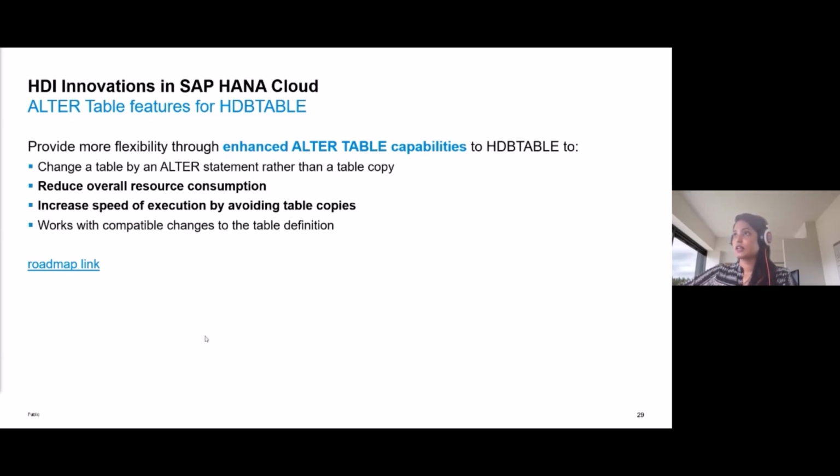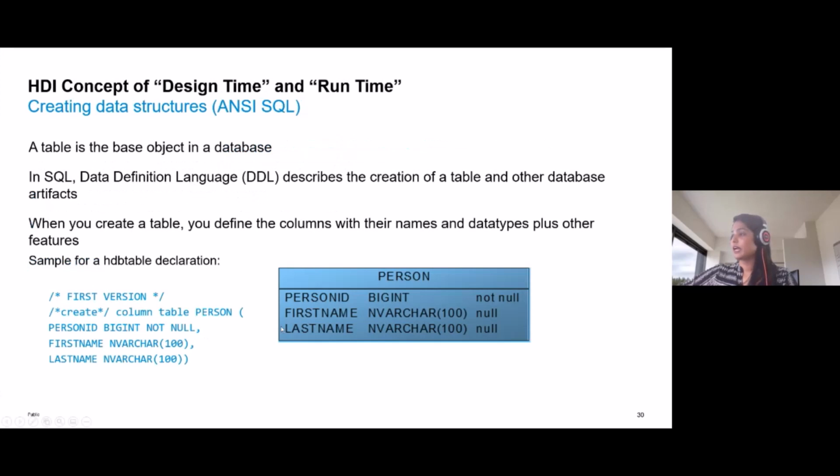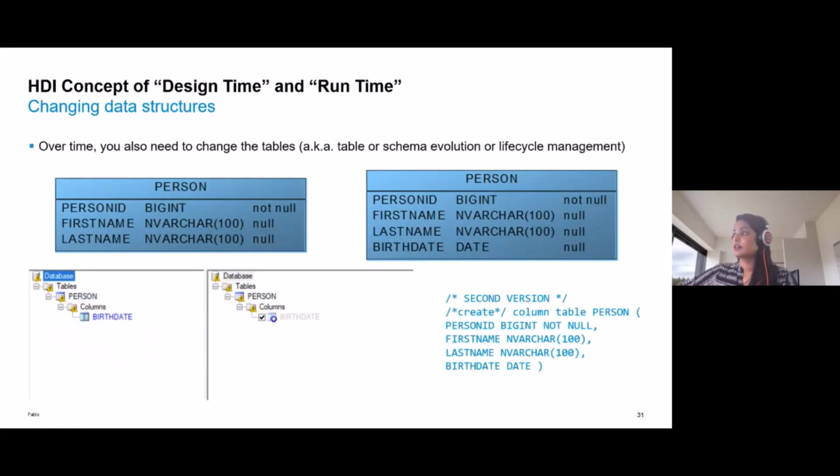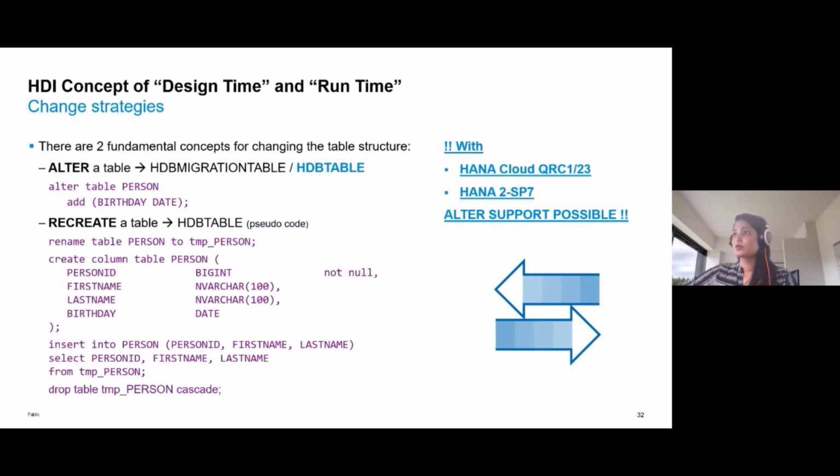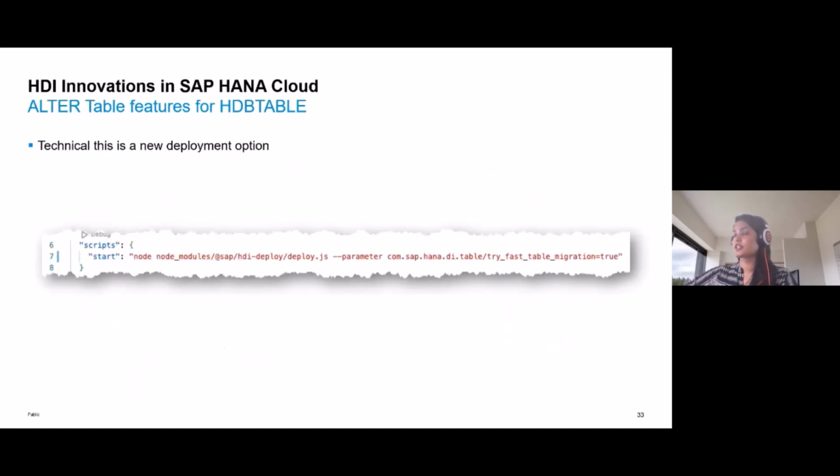Let's look into the example. Here we have a table person with the 3 columns that you see here: person ID, first name, and last name. If you want to add an additional column to your existing table, the conservative approach previously was as follows. You create a new table, copy all the contents from your first version into this new table, and then drop the first version. The process itself was a hassle, so this could be avoided by making a few changes in your project.